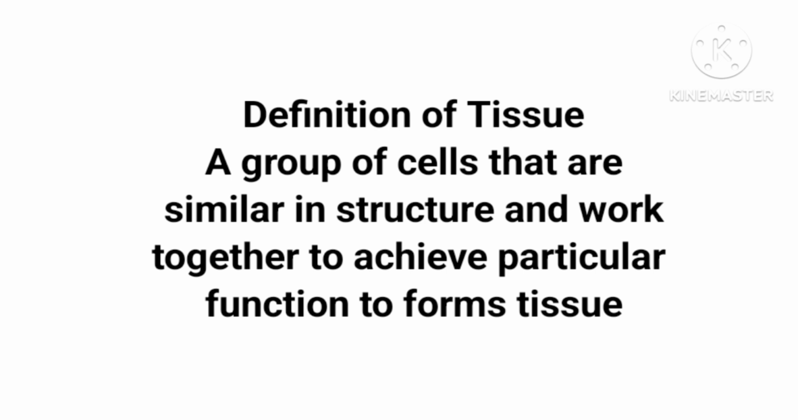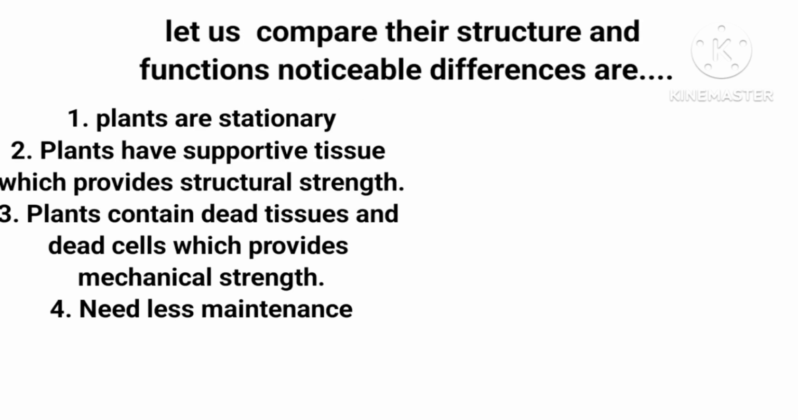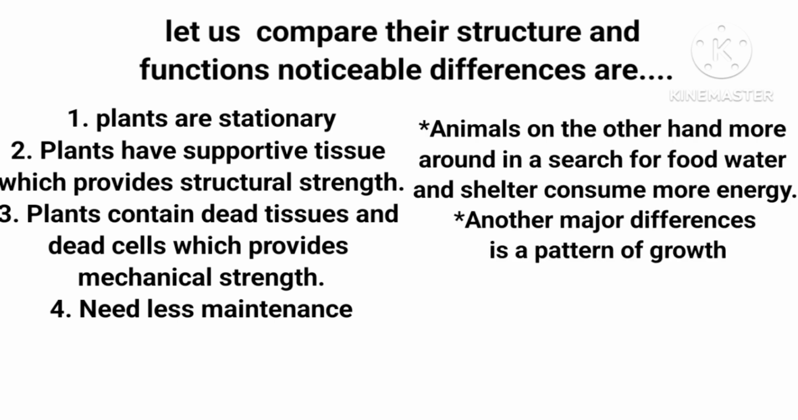The question arises: are plants and animals made up of the same type of tissues? Let us compare their structure and functions. Noticeable differences are, yes, plants are stationary. That means they are fixed and do not move from one place to another. Plants have supportive tissues which provide structural strength, and plants contain dead cells which provide mechanical strength to the plant. Plants need less maintenance compared to animals.